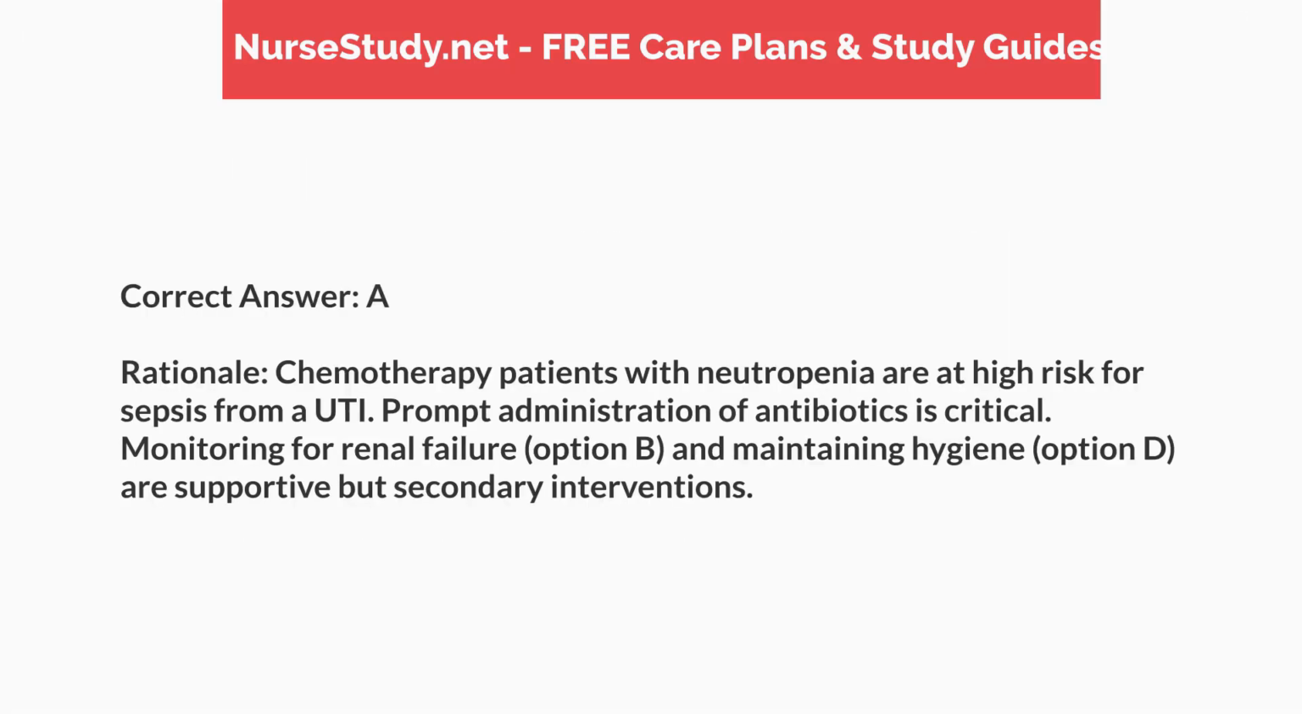Correct answer, A. Rationale: chemotherapy patients with neutropenia are at high risk for sepsis from a UTI. Prompt administration of antibiotics is critical. Monitoring for renal failure, option B, and maintaining hygiene, option D, are supportive but secondary interventions.